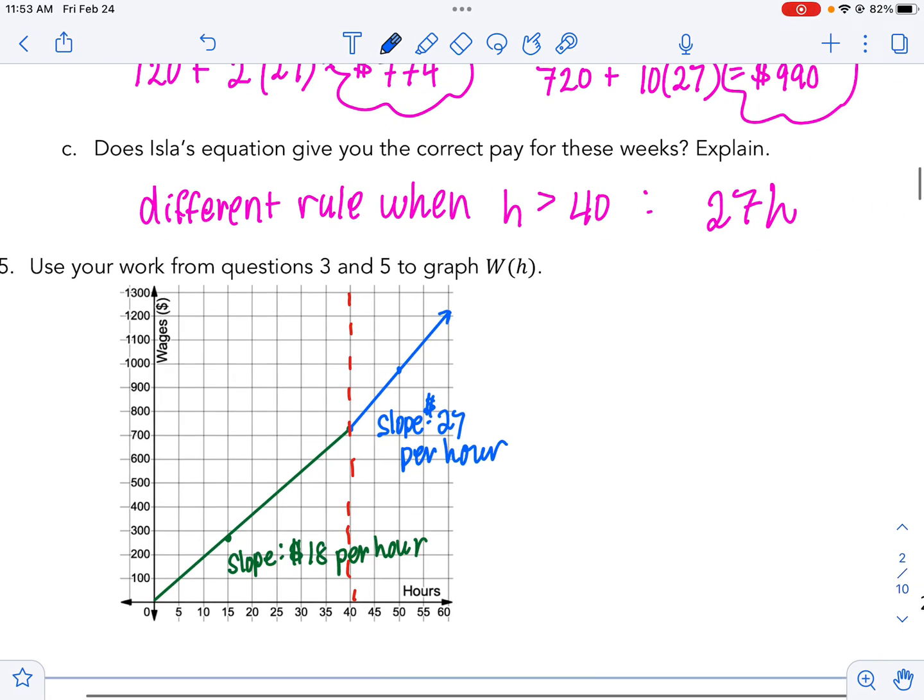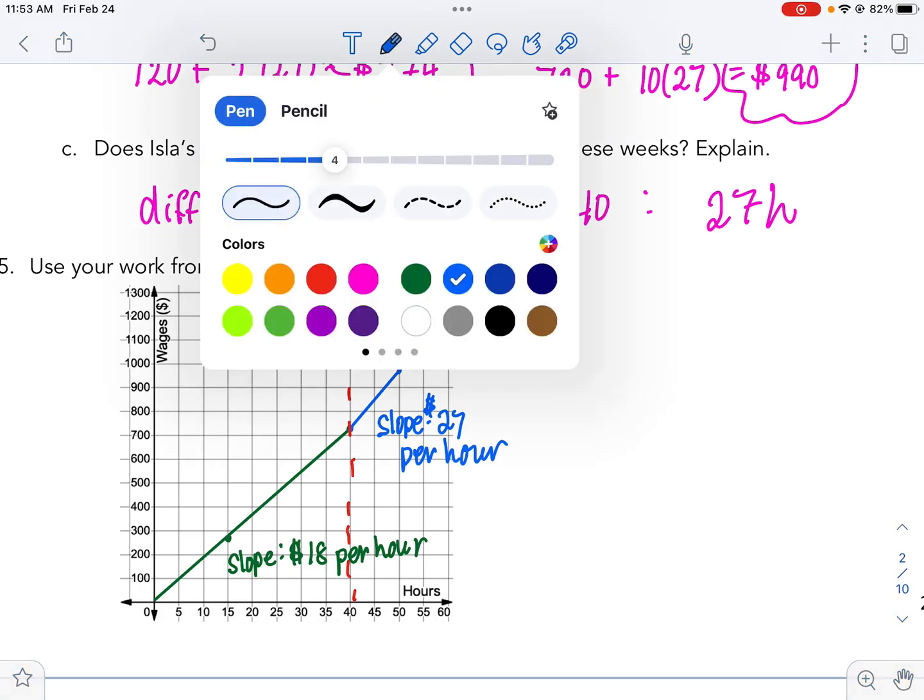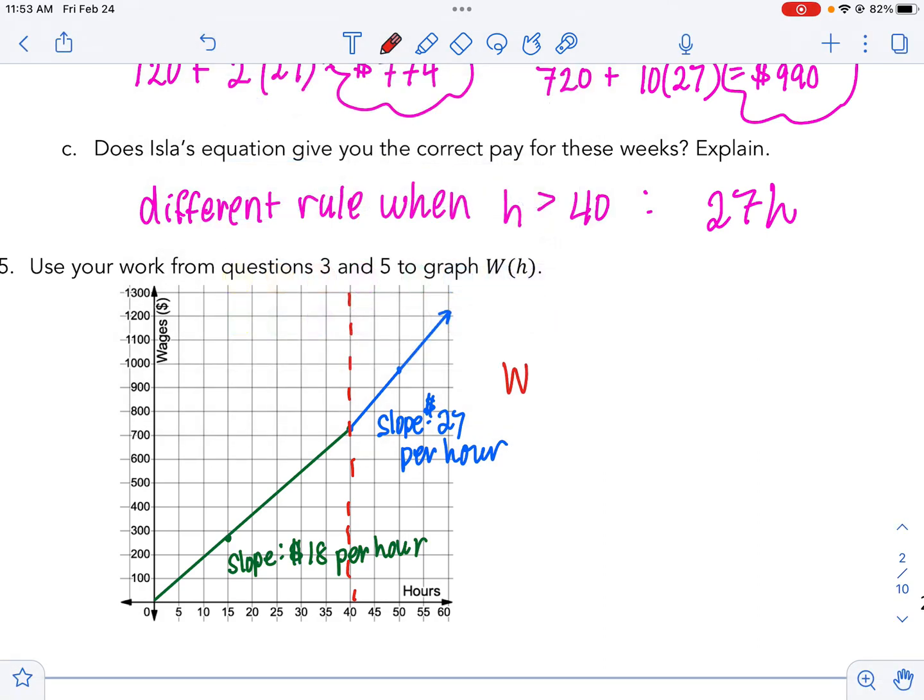So again, it's called a piecewise function. There's two pieces. The green and the blue piece are the regular wage and then the overtime wage. So when we write this function up, we can say, all right, the wage after a certain number of hours, the weekly wage, two things.